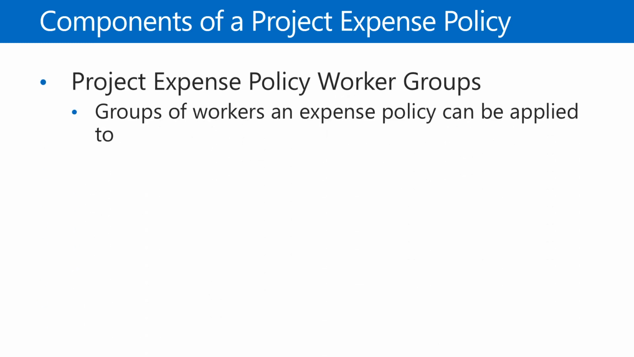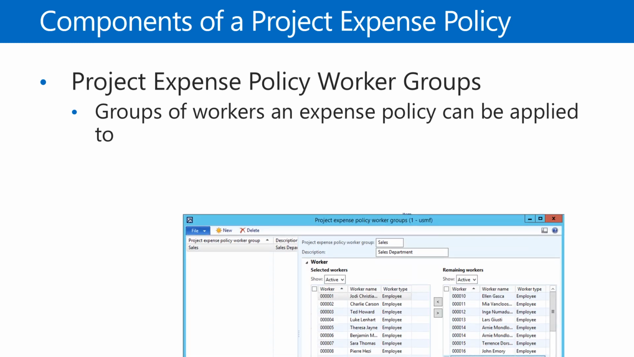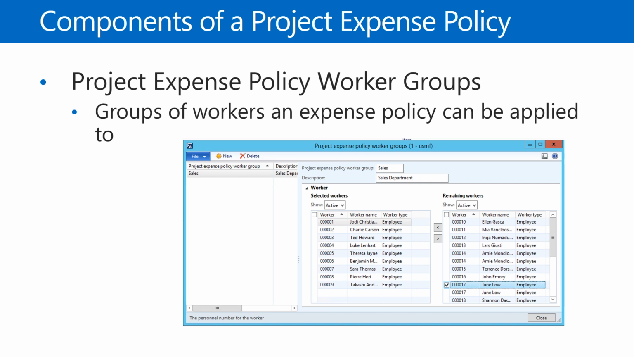So going back to a project expense policy, there are two primary setup components. One of them is called the project expense policy worker group, and all it is is a group of workers. So you can see in the form below, on the very left side, we added a group called sales. And then on the bottom right side, you have two panes: the selected workers pane and the remaining workers. All you do is take workers out of the remaining workers field and add them to the selected. When they're in the selected side, that means they're part of the group. This is an optional piece of setup. You don't even have to configure this if you don't want to.